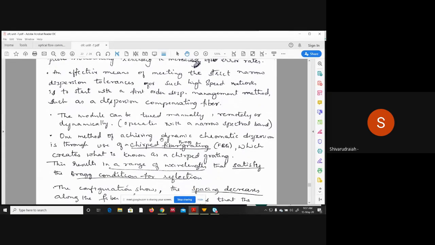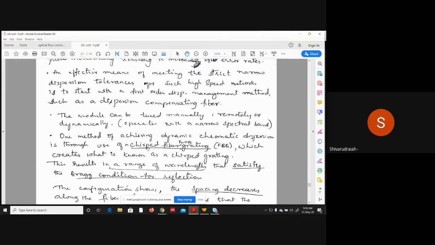One method of achieving this dynamic chromatic dispersion compensation is through use of a chirped fiber Bragg grating. So please concentrate on this term, chirped fiber Bragg grating. I think you all have understood what is fiber Bragg grating. Fiber Bragg grating is a device constructed using a uniform or periodic structure inside the fiber, and that uniform structure will reflect such wavelengths which satisfy the grating condition, and it will pass all other wavelengths, right?